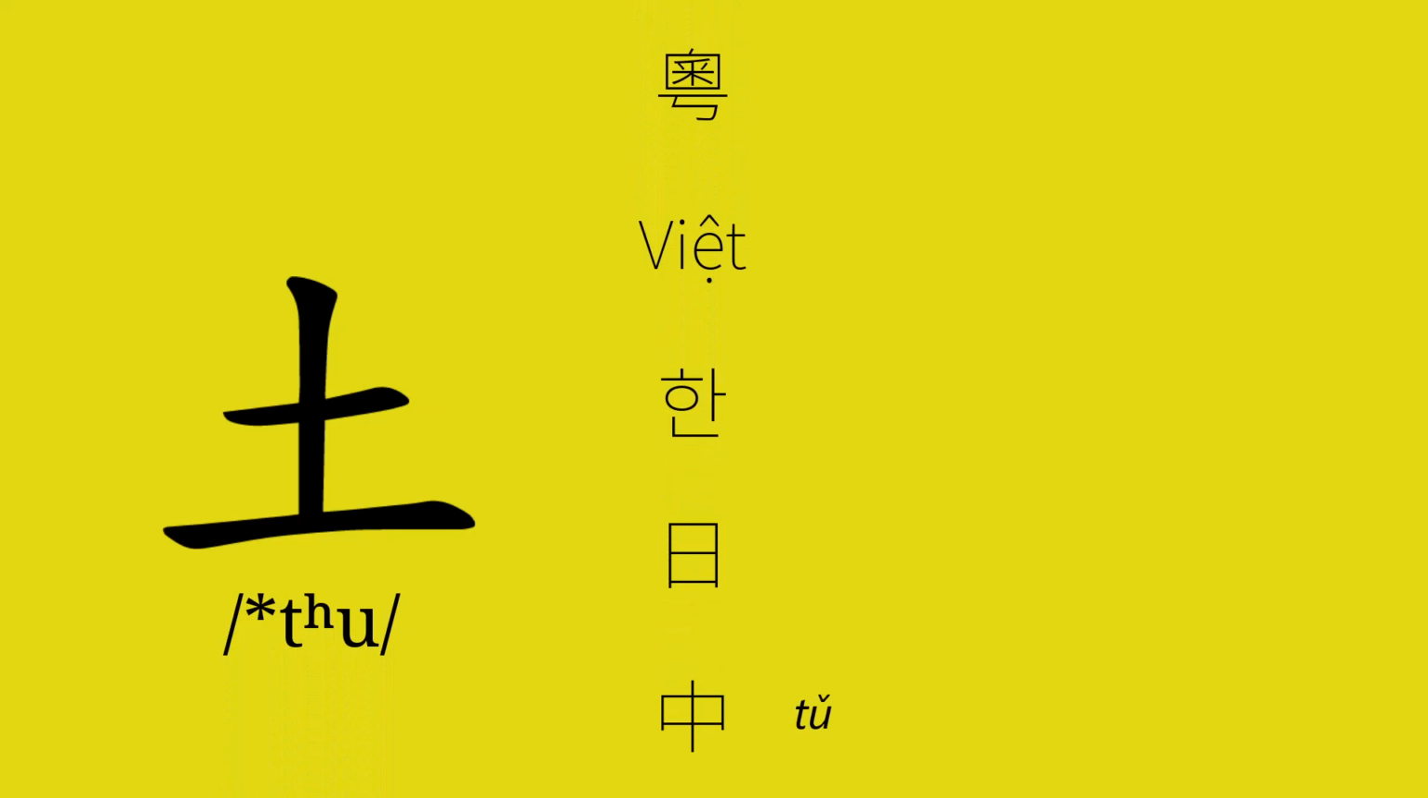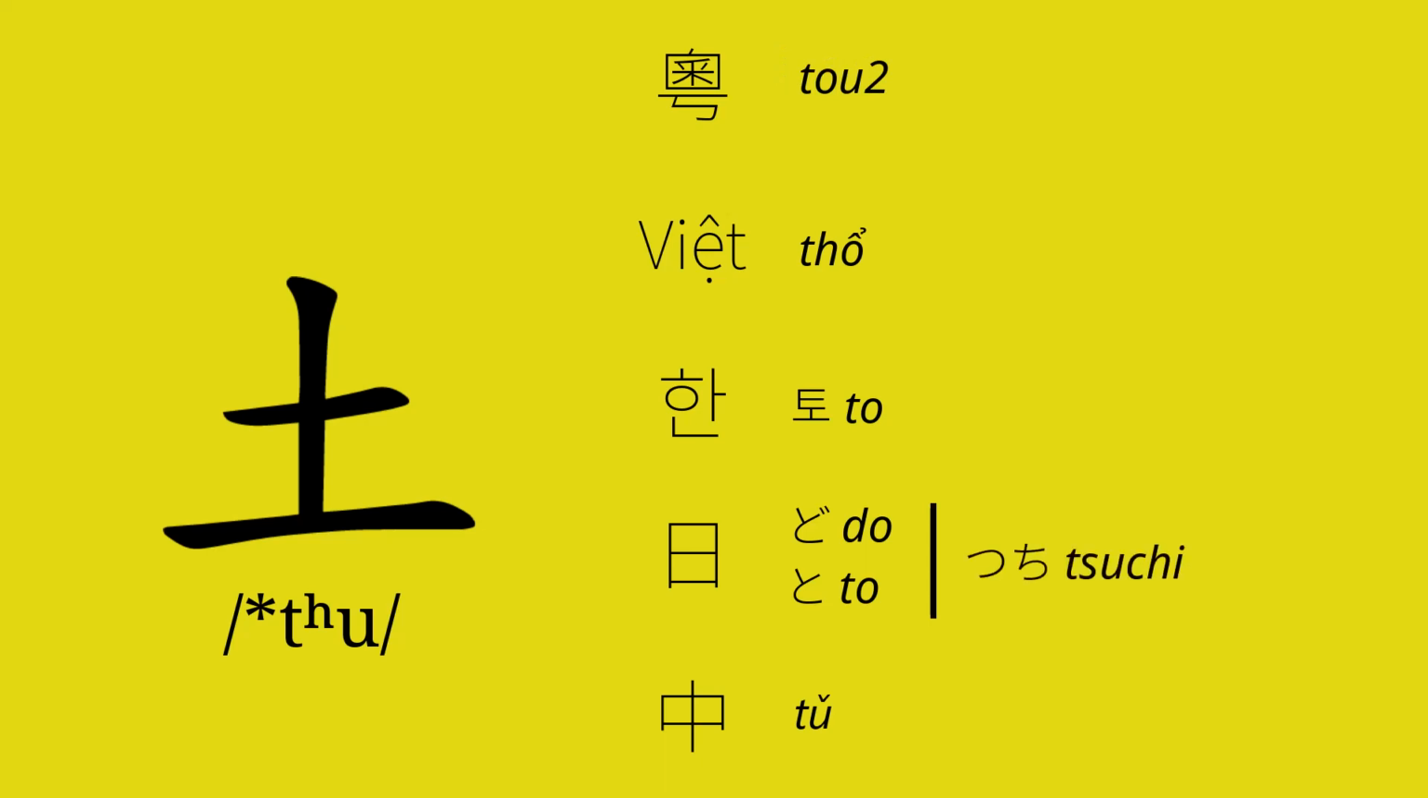The Middle Chinese pronunciation was tu. This becomes tu in Mandarin, to and do in Japanese, and to in Korean. It is pronounced to in Vietnamese, and to in Cantonese. The Japanese also have their own reading of tsuchi. Meanwhile, the Koreans have the word heuk to mean earth, soil, and so they refer to this character as heuk to. The Vietnamese also have the word đất.